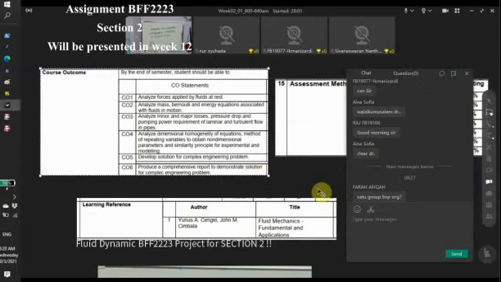Farah Hafika asks, for one group, how many persons can there be? The whole class maximum, or two persons in one group.